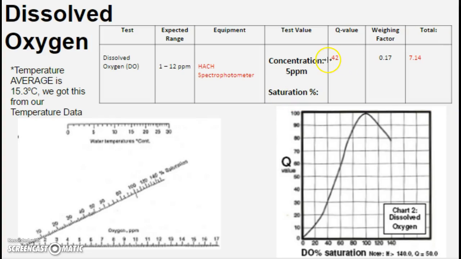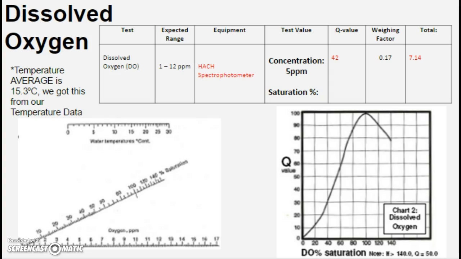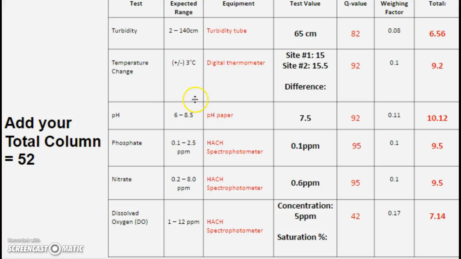Just to make sure that we reiterate this, I get a 50 as I align 15 degrees and 5 parts per million, and it crosses over at 50 as the percent saturation. I follow my 50% saturation along this line here, and I see that I'm just into the 40s. So I'm going to call that a 42 Q value. 42 times 0.17 weighing factor gives me a value of 7.14. So now I can look at all of my data that is completely put together. I want to make sure that we have a chance to see what this all looks like.